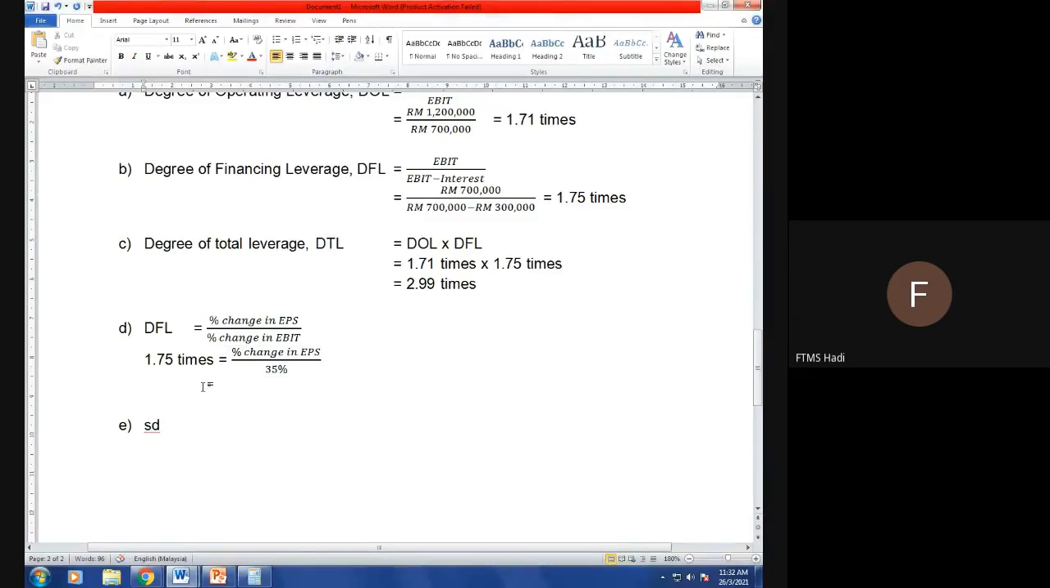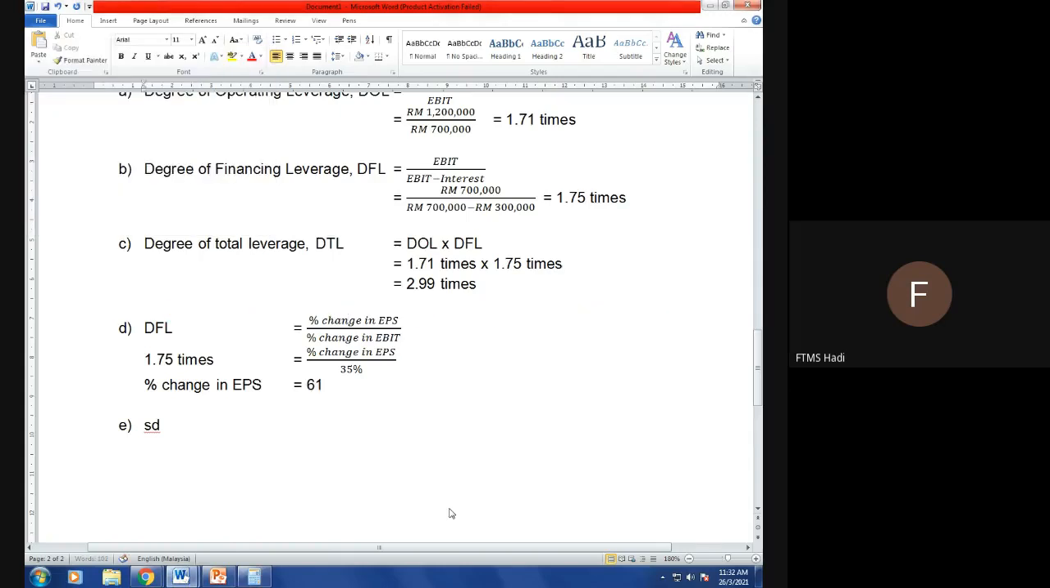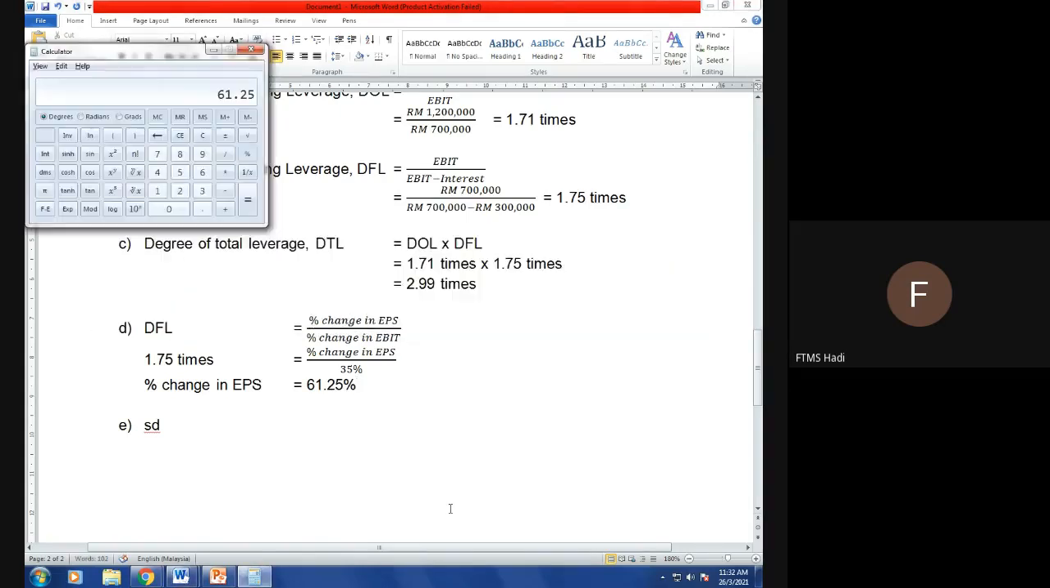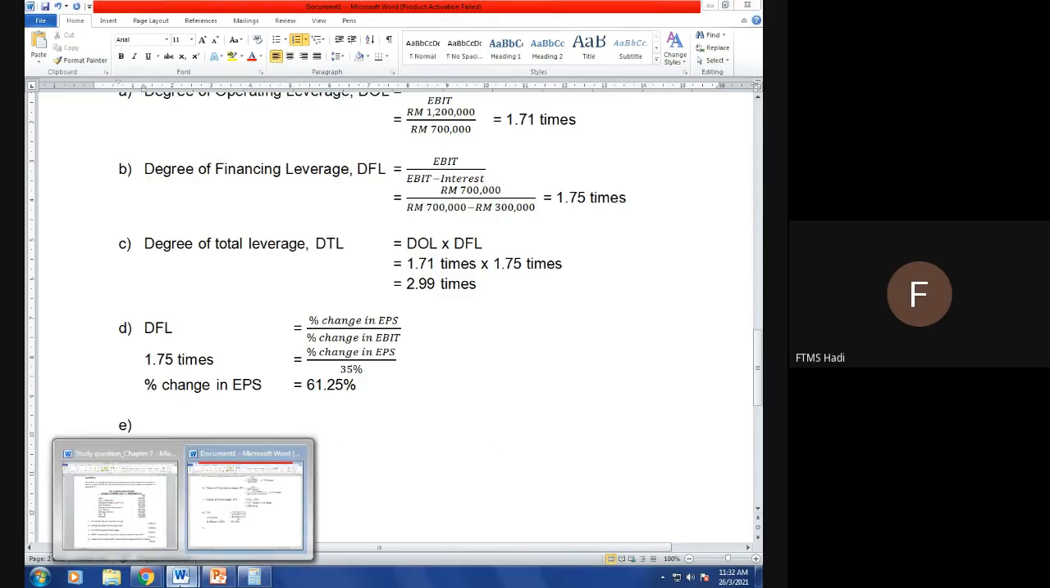So in order to find the percentage change in EPS, 35% brought to the left side will become multiplied. So you don't have to divide it by 100. You just multiply 35 by 1.75, you get 61.25%. If you want to check the answer back, 61.25% divided by 35, you still get 1.75. So you just straight away multiply without converting percentage to round numbers. So that is question D.